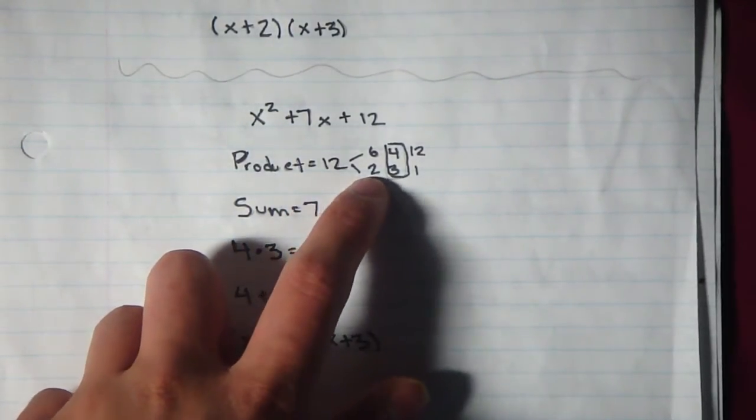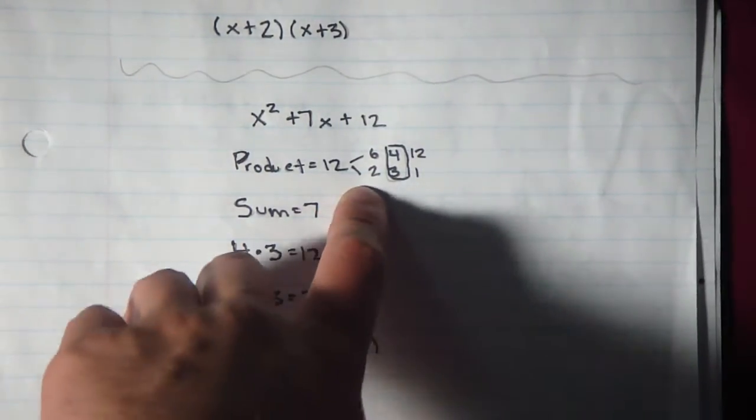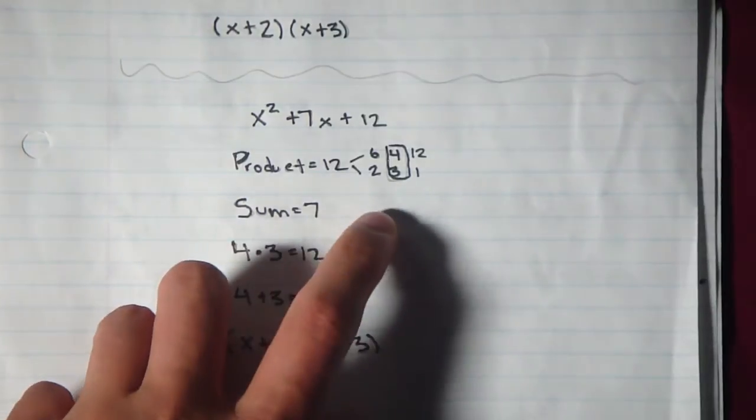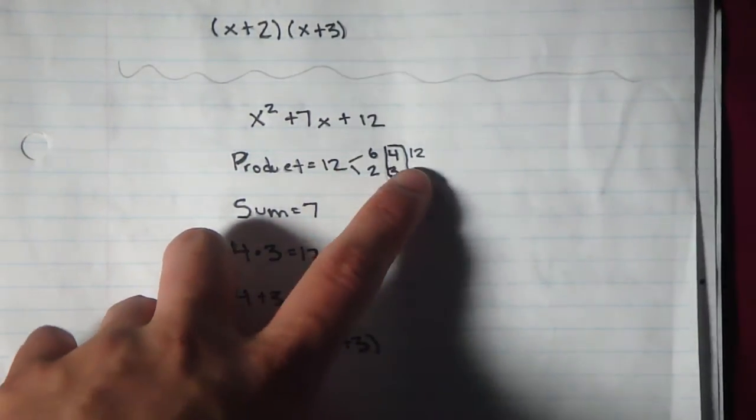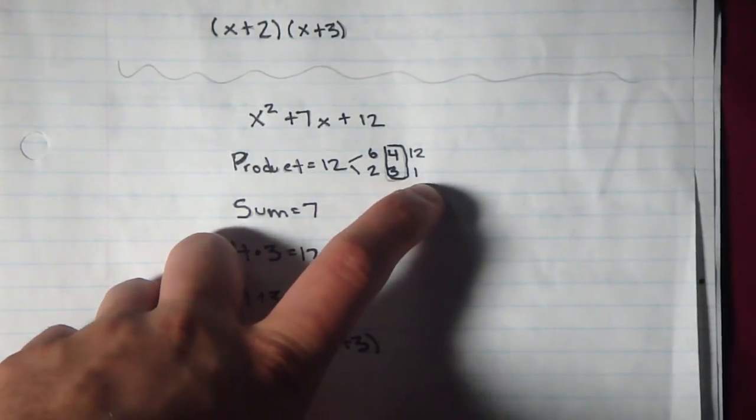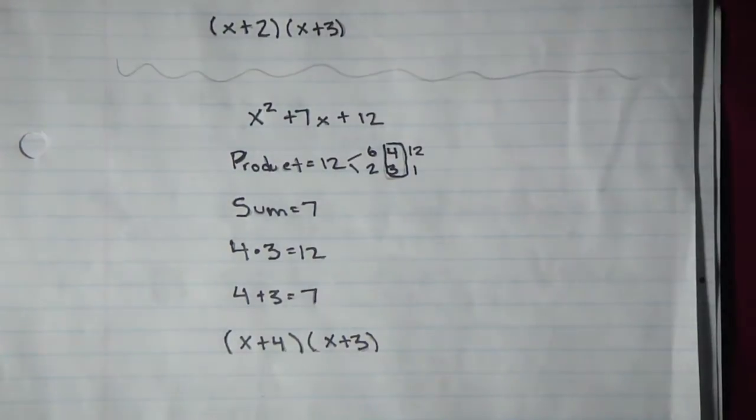The factors of 12 are 6 and 2, 4 and 3, and 12 and 1. 6 and 2 do multiply to give us 12, but they don't add to give us 7. They add to give us 8, so we don't need that. 12 and 1 adds up to give us 13, but we need 7. 4 and 3 adds up to give us 7, so that's how we know this is the right factors. So we get the factors and we put them into factored form, as done here.